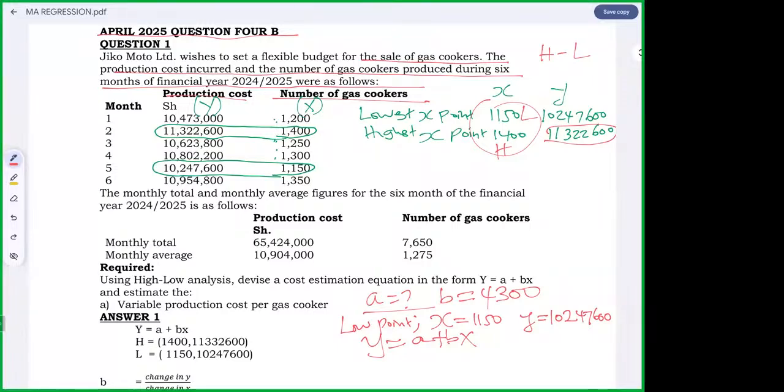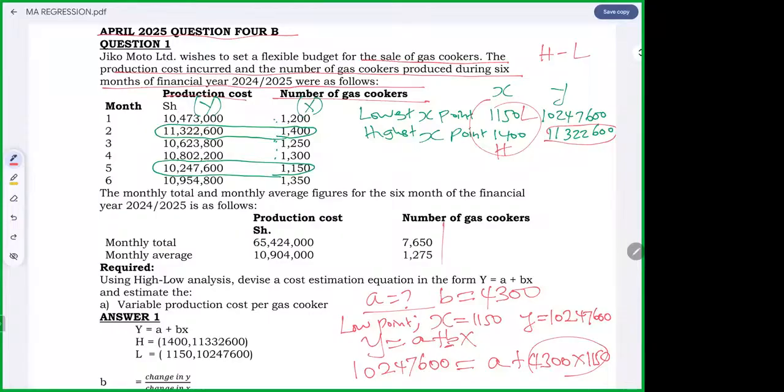All right. So then Y, you pick Y here. So Y is 1,047,600 equals A plus B, which is 4,300, times the X figure, which is 1150. So then is there somebody who can easily give me the value of A here? Is there somebody who can give me the value of A? You simply take these to the other side. Here it's positive, on the other side it will be negative.